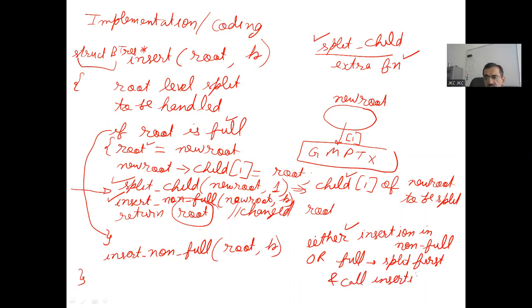So in both cases, insertion in non-full will be called as a separate function, and a split function will be another one, called split child. So in both cases, my original insert function will be just for the root without any looping, etc. Either I call this function, or I call first split and then this function. So effectively, one function I need is insert non-full, and the other function I will need is split child.